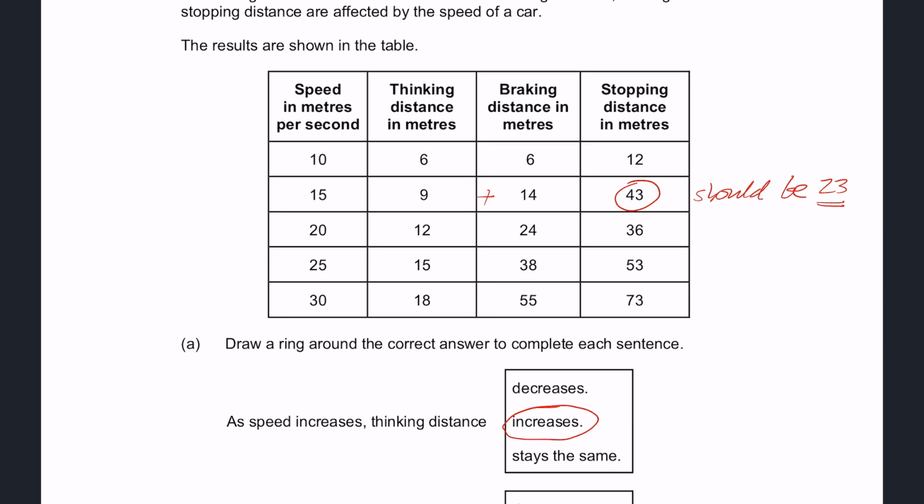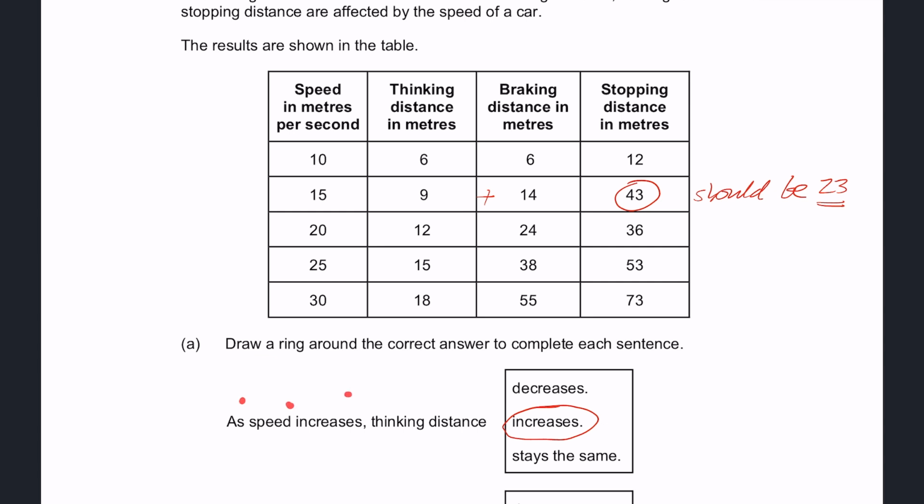So question 1, an investigation was carried out to show how thinking distance and braking distance and stopping distance are affected by the speed of a car. This is a classic question, so follow this through. There's 19 marks here, so it should take about 19 minutes, but I'll try and do it a bit quicker than that. The results are shown in the table. So we've got speed in meters per second, thinking distance, braking distance, stopping distance. And it says, draw a ring around the correct answer to complete each sentence.